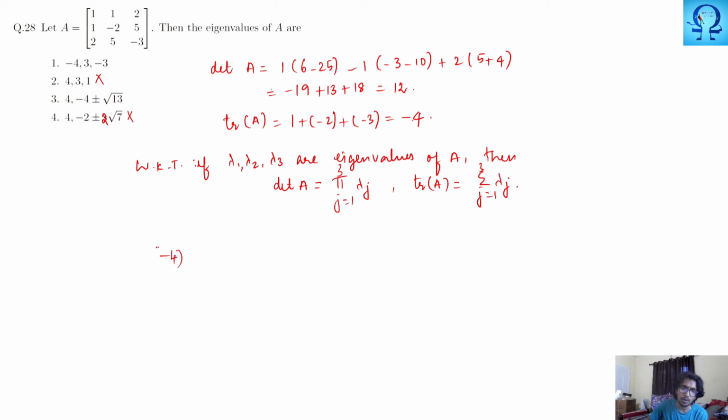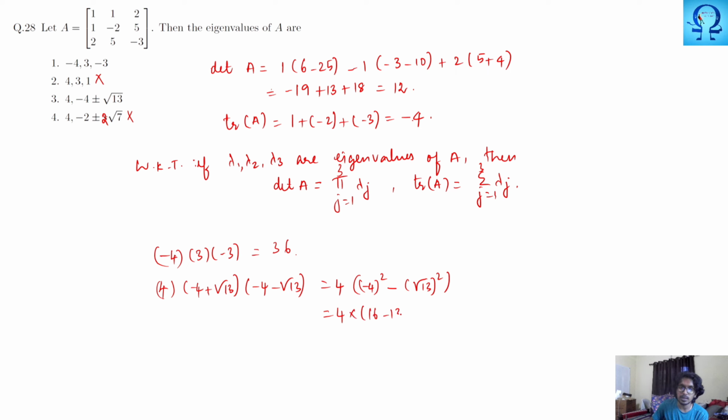So minus 4, 3 minus 3. What do we get? We get 36, which is not equal to 12. Okay. 4 multiplied with minus 4 plus root 13 and minus 4 minus root 13, which is 4 times of, this is in the form of a plus b into a minus b, therefore minus 4 square minus under root 13 square, which is 4 times of 16 minus 13. So 4 into 3, which is 12. It satisfies the given property, therefore option 3 is the right one.